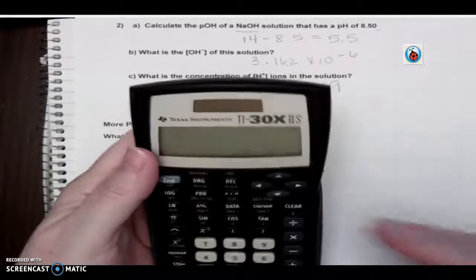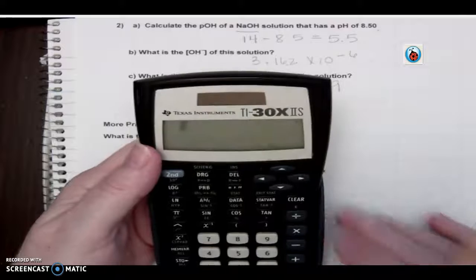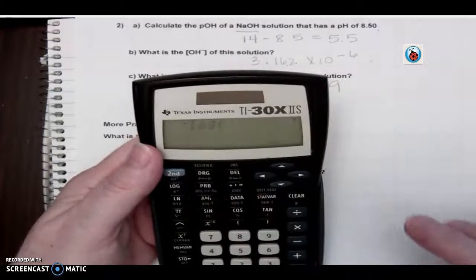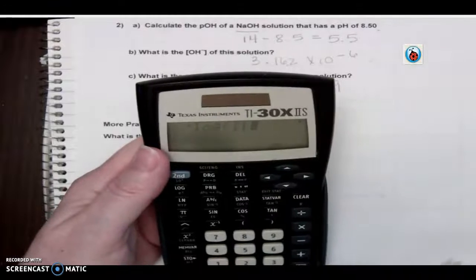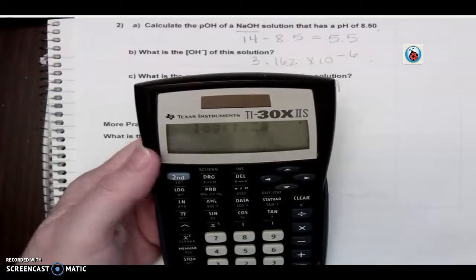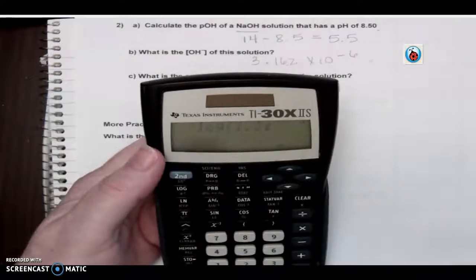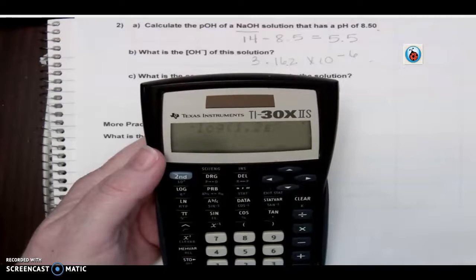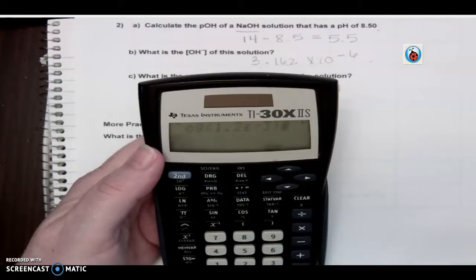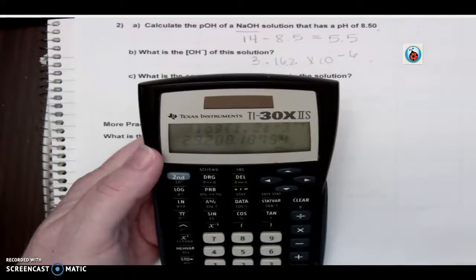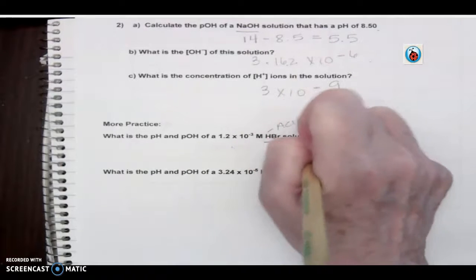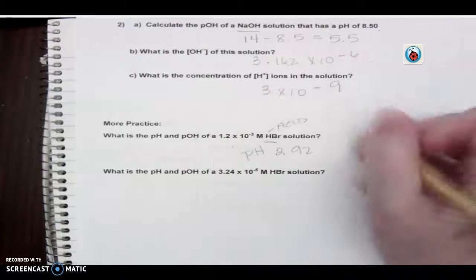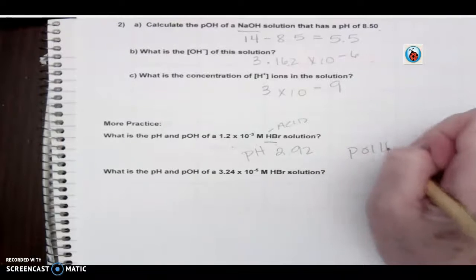Let's clear out our calculator, and we're going to go negative log. And what's my concentration? 1.2. And again, we're going to use that EE button to the what? To the negative 3. Negative log of my concentration. Enter. There it is, 2.92. That's your pH.